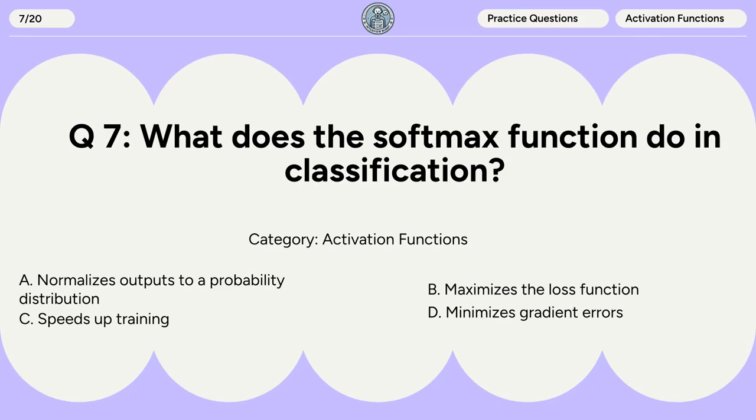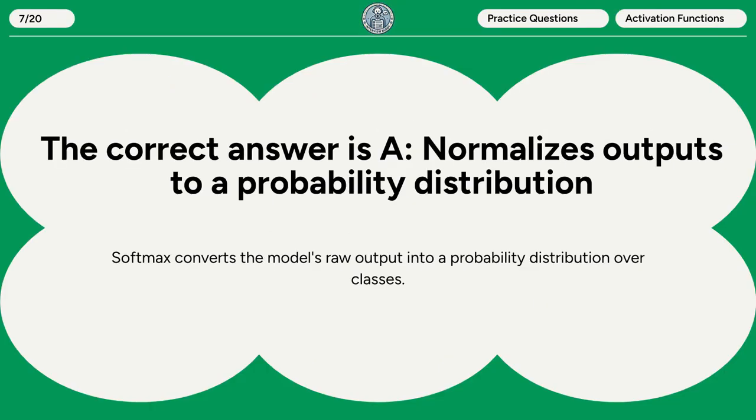Question 7. What does the softmax function do in classification? A. Normalizes outputs to a probability distribution. B. Maximizes the loss function. C. Speeds up training. D. Minimizes gradient errors. The correct answer is A. Normalizes outputs to a probability distribution. Softmax converts the model's raw output into a probability distribution over classes.